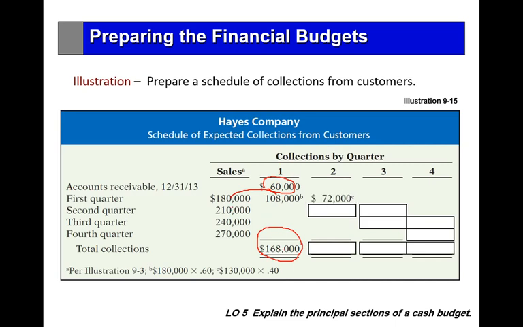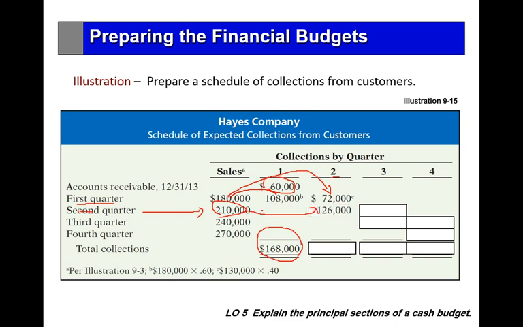Okay, and 40% of the first quarter sales of 180,000 is expected to be collected in the next quarter, which is the second quarter. In the same manner, we have $210,000, which is the second quarter sales. We expect that 60% of these sales will be collected in the same quarter, the second quarter.